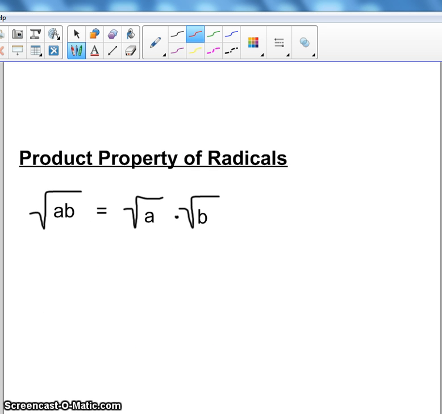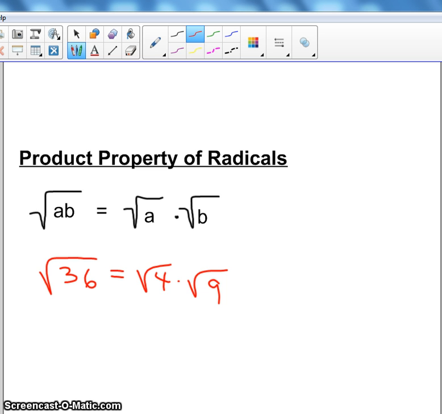So this is the first property we have. We have the square root of a product equals the product of the square roots. An easy example is something like the square root of 36, which is the square root of 4 times the square root of 9. 4 times 9 is 36.